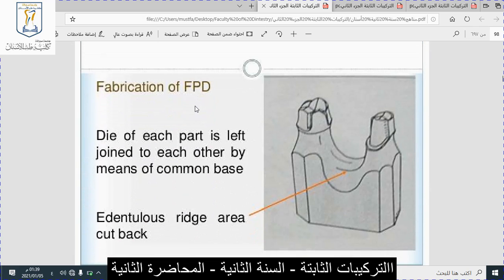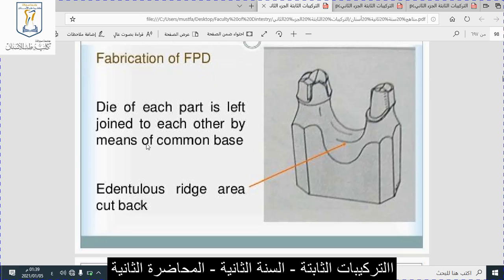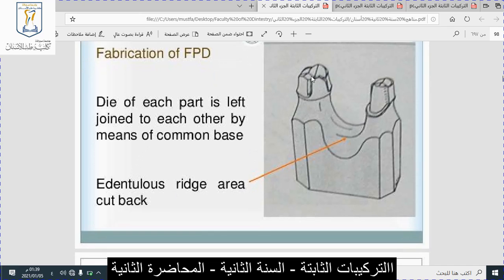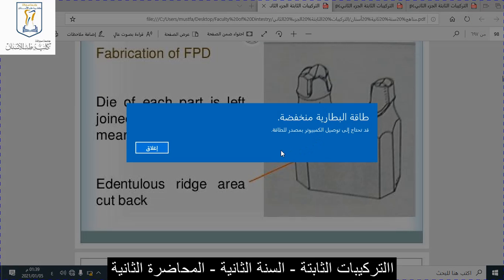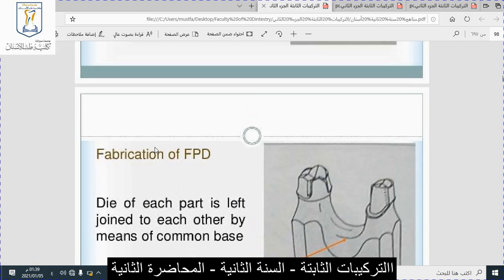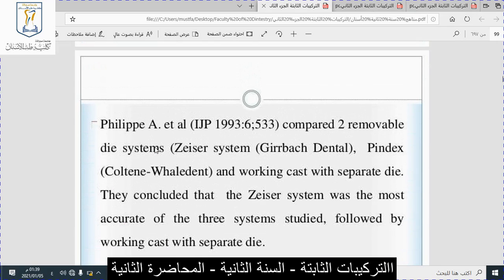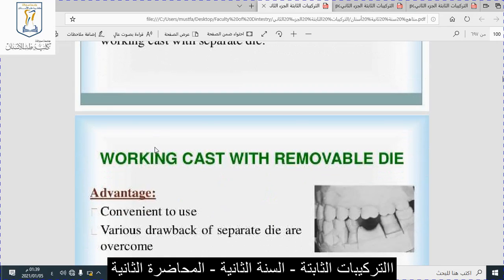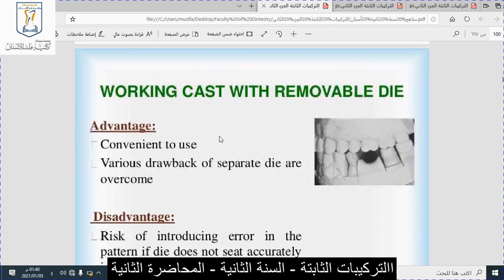Okay, fabrication of a fixed partial denture. The dies for each part are joined with each other. This is the die, and this is the denture thread. This is two dies joined together. This is one die, and this is another die. This is the denture thread, into which we put the pointed polyethylene. Okay, we stop here. This is where we stop, with the working cast with removable dies, and we will meet in another lecture.